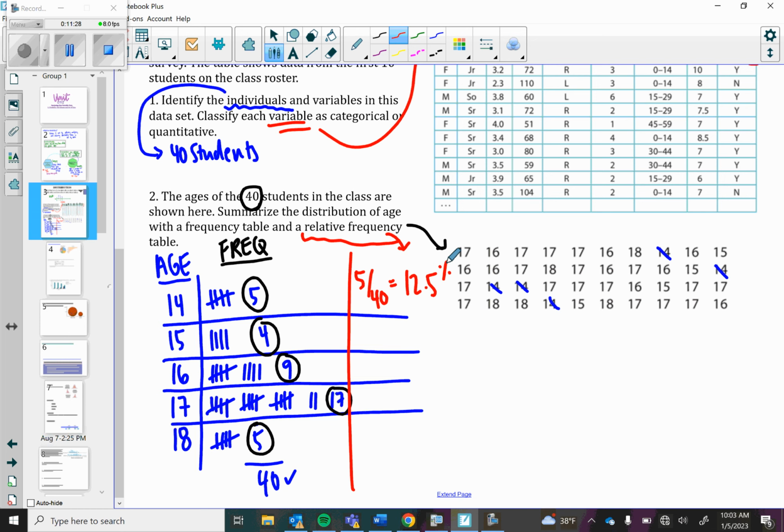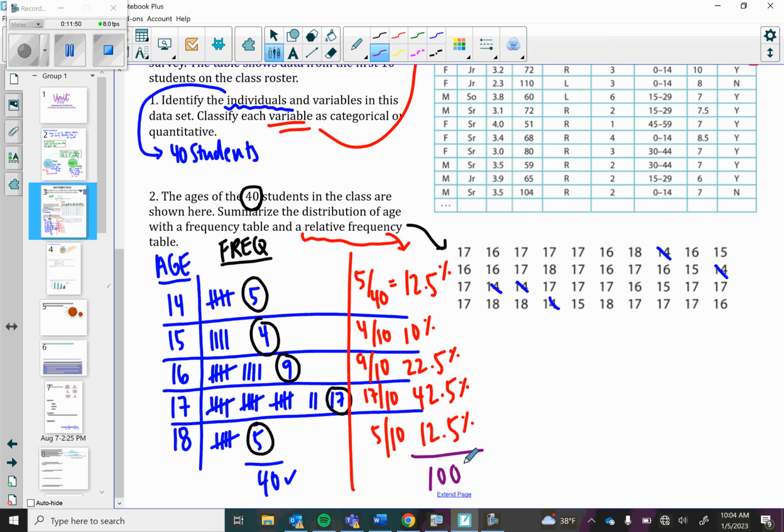So take a moment right now again, pause the video if you'd like, to calculate the relative frequency. In this next one, we're doing 4 out of 40, 9 out of 40, 17 out of 40, and again, 5 out of 40. Similarly, with our frequencies, we can check our answer by making sure that these percents add up to 100. We need to include all of our data here, so it only makes sense for these to sum up to 100%, that we have covered everything.